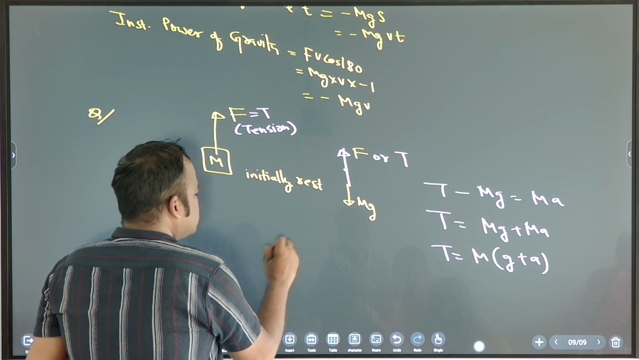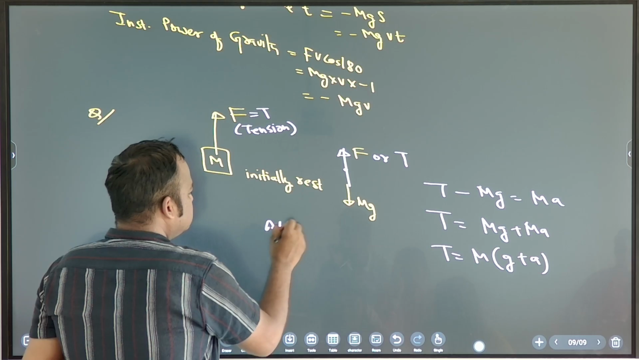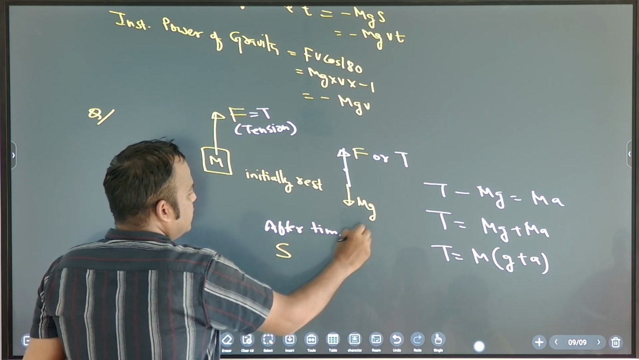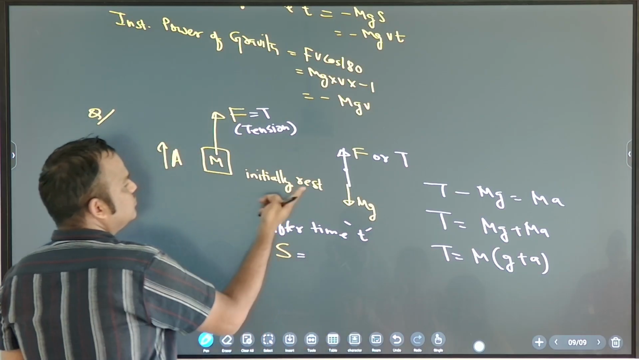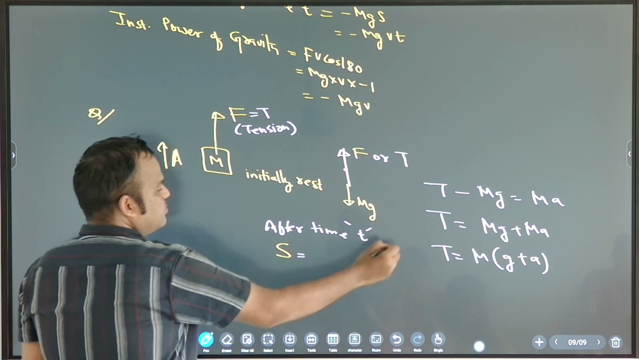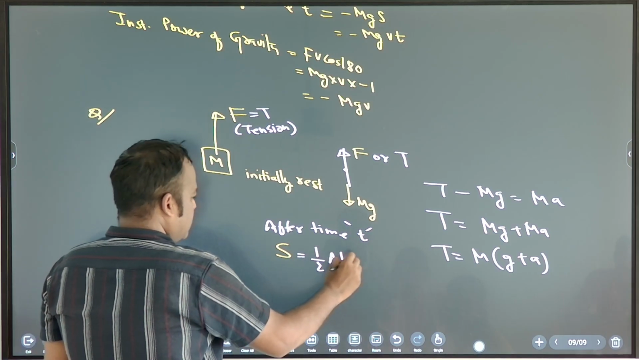Now what is the displacement after time t? After time t, what is the displacement? Ut plus half t square. What is u? 0. So what is the displacement? Half a t square. Very good.